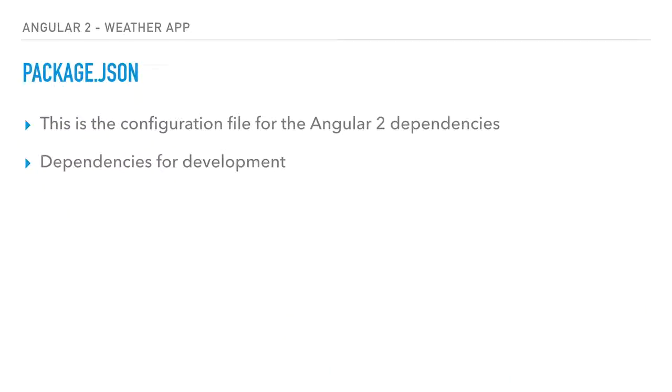So the first thing that we should know is about the package.json. This is a configuration file where we tell npm, node package manager, which are the dependencies of our project. So in our case, we need to tell npm which are the libraries that Angular needs to load. Also, we specify in the package.json the dependencies that we need for development, like it could be Karma, Jasmine, TypeScript, and so on.